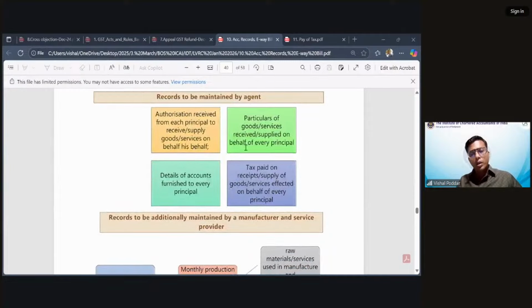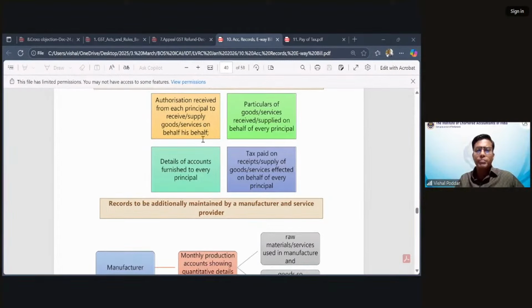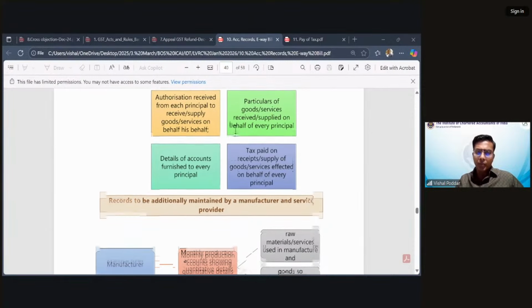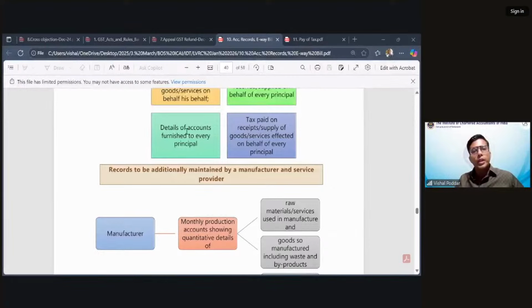Next, what are the records that the agent should be maintaining? So the agent should maintain authorization received from each principal to receive or supply goods. So firstly, you can say something like the regular contracts, or if there is any authorization note which the principal gives to the agent, the agent needs to maintain that. Second, particulars of goods or services which are received or supplied by the agent on behalf of its principal. Details of the accounts which the agent has furnished to every principal.